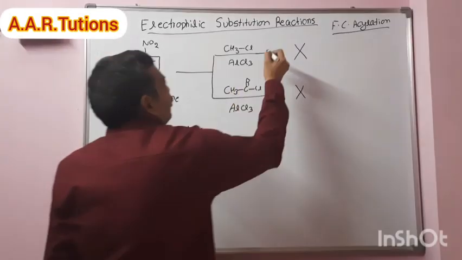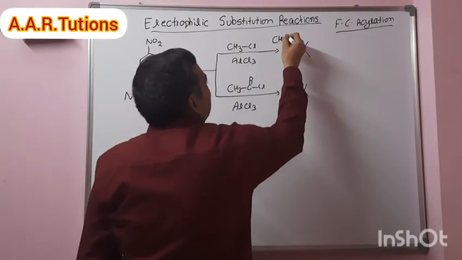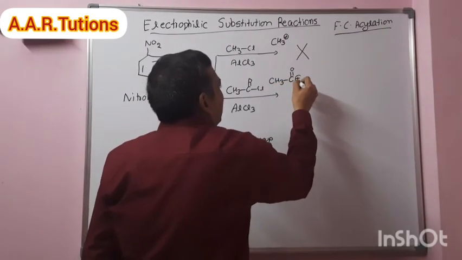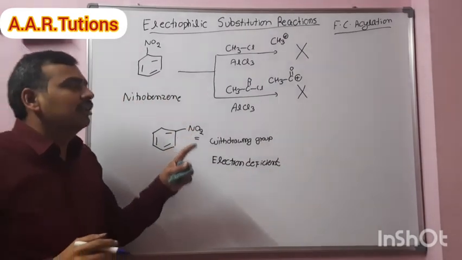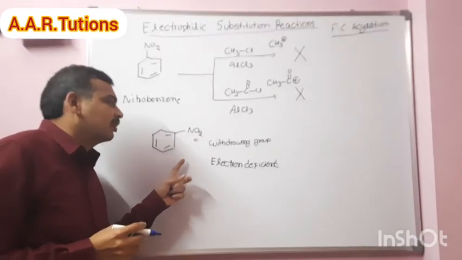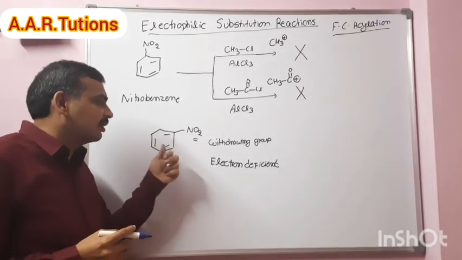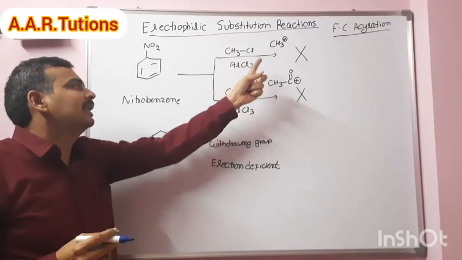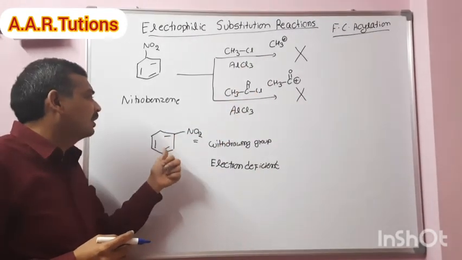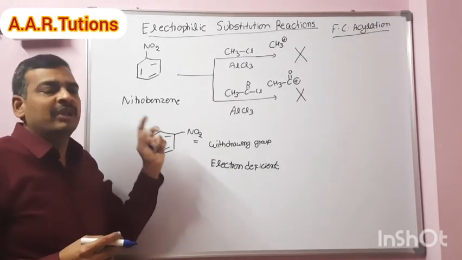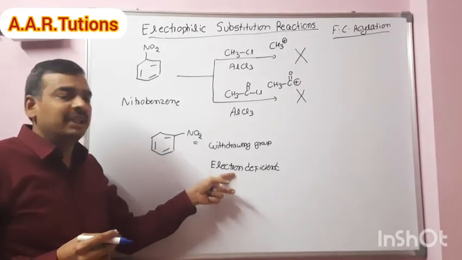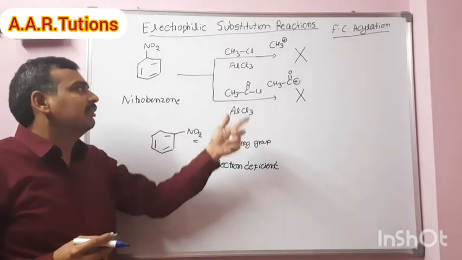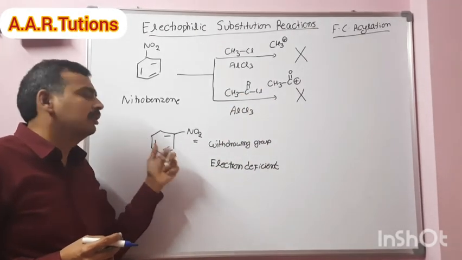And so what is the electrophile forming here? CH3 plus, or the acylium ion, CH3CO plus. Those two are weak electrophiles and the ring is electron deficient. Because of the electron deficiency due to the NO2 group, the weak electrophile, methyl or acylium ion, will not attack nitrobenzene.